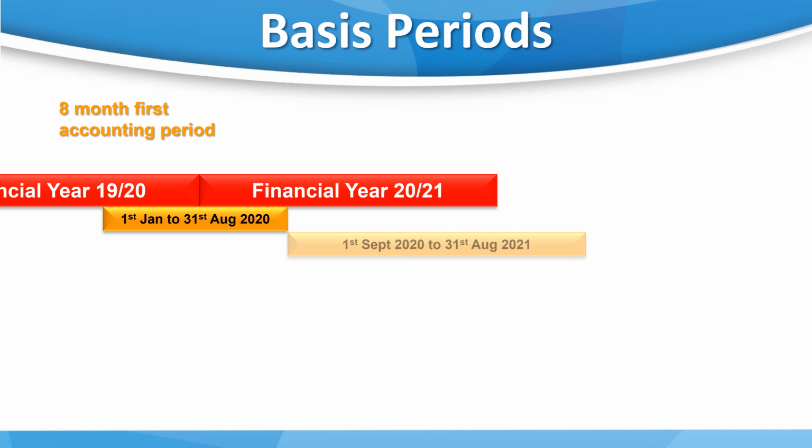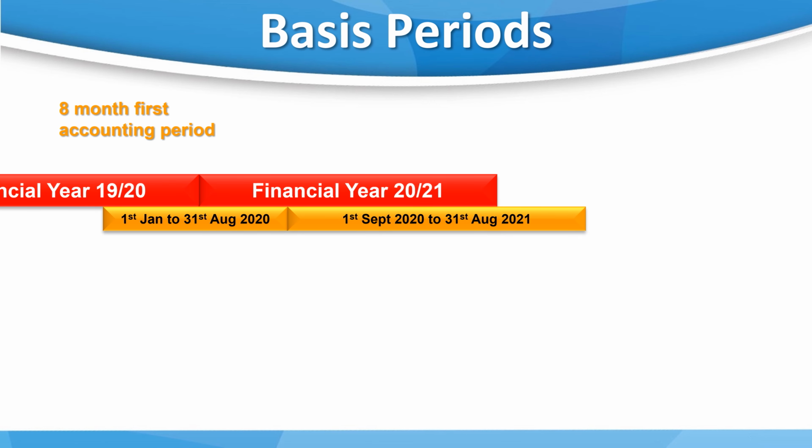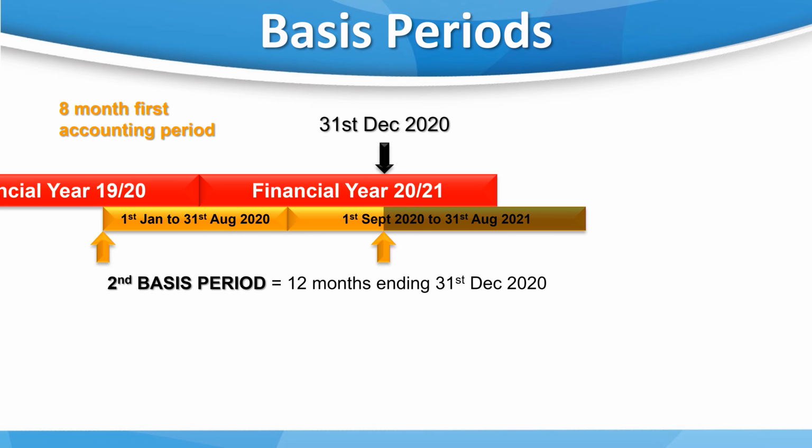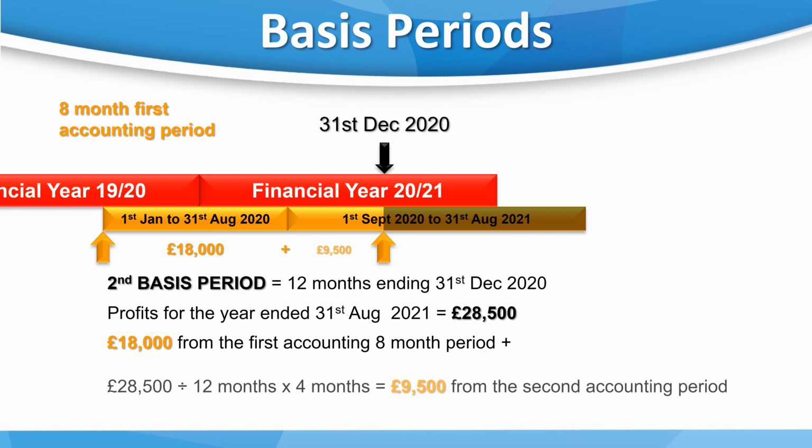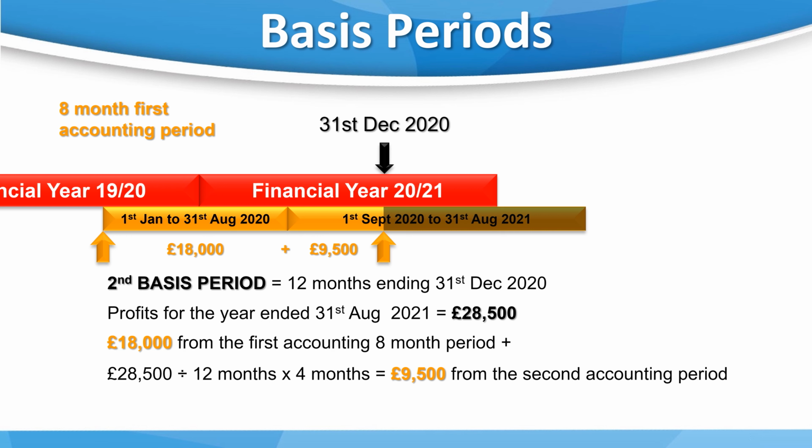Therefore, you'll need to borrow 4 months of profit from the next accounting period. The basis period will then be the 1st of January 2020 to the 31st of December 2020. If the profits for the accounting period for the 12 months to August 2021 are £28,500, then the profits for the second year will be £18,000 from the first 8 months and £28,500 divided by 12 multiplied by 4, which is £9,500 from the second accounting period.